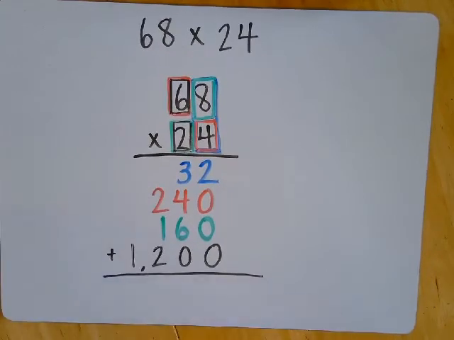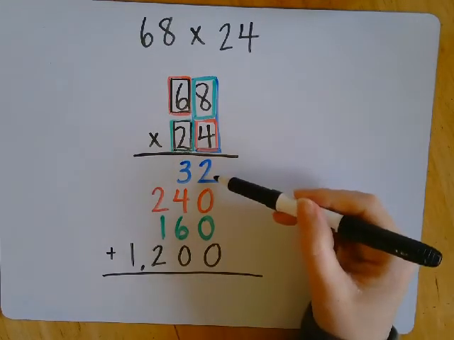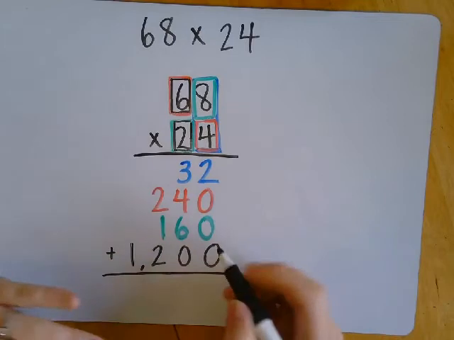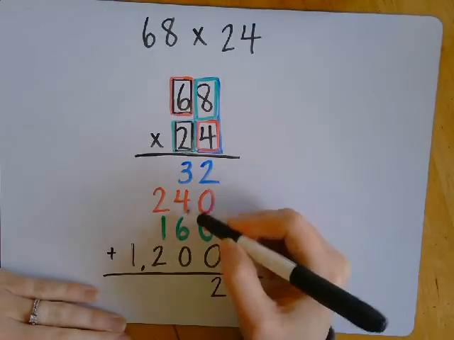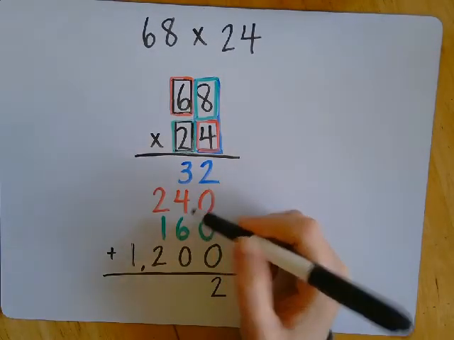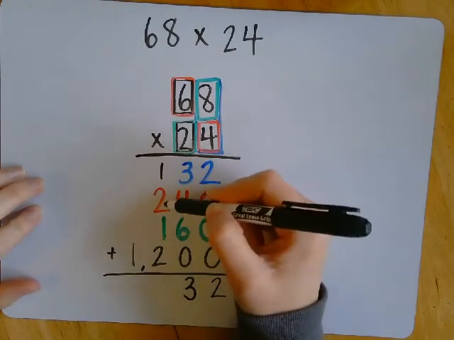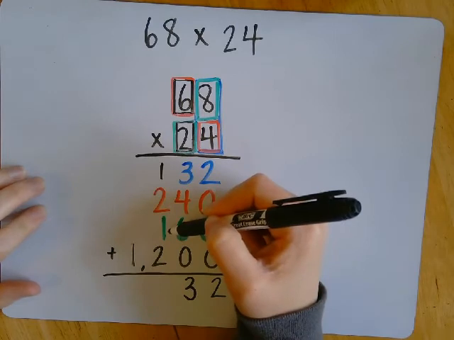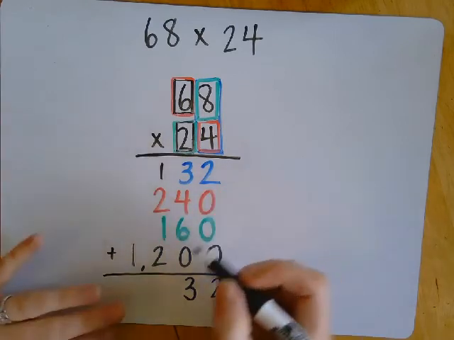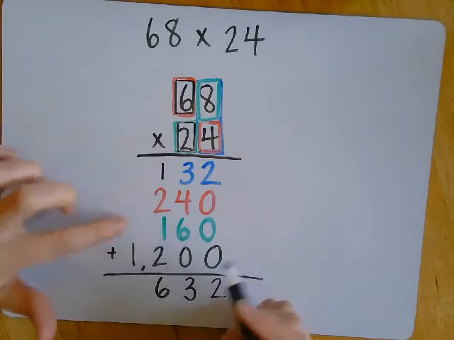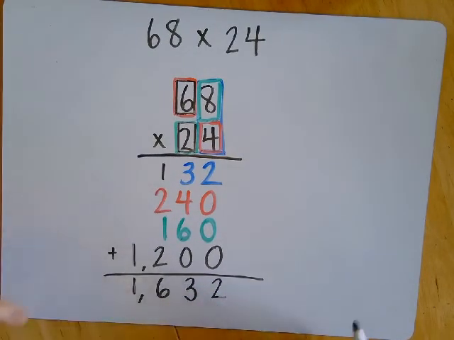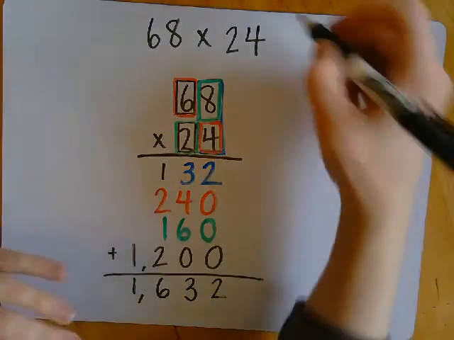All right, now that I have all of my pieces together, starting in the ones place, 2 plus nothing is 2. 3 plus 4 is 7, plus 6 more is 13. 1 plus 2 is 3, plus 1 more is 4, plus 2 more is 6. And then nothing plus 1 is still 1. So 68 times 24 is 1,632.